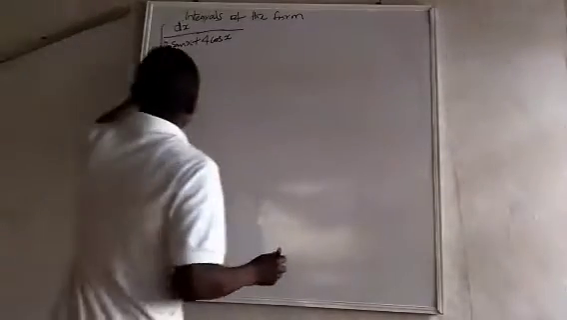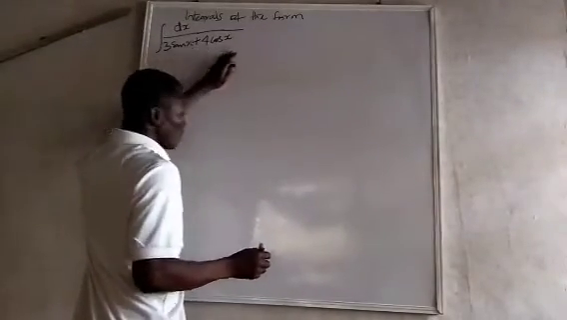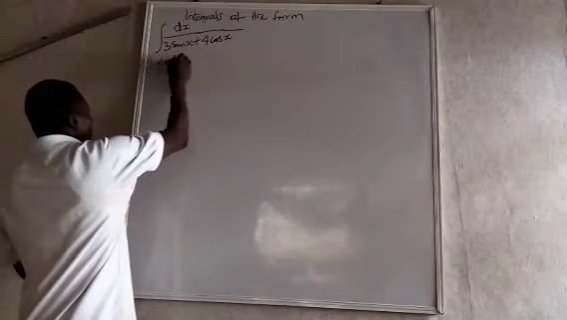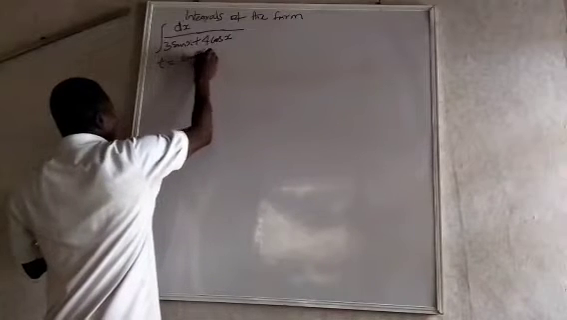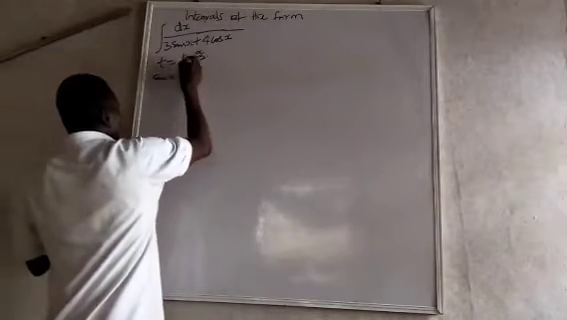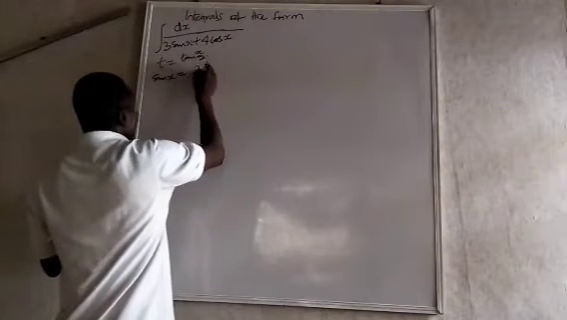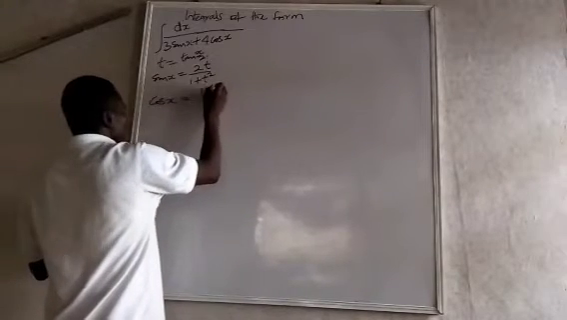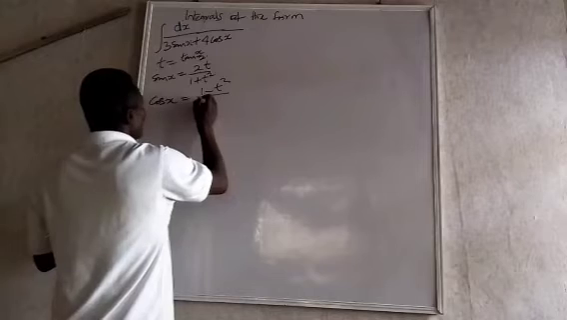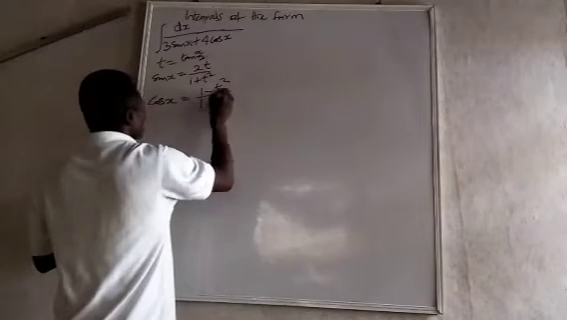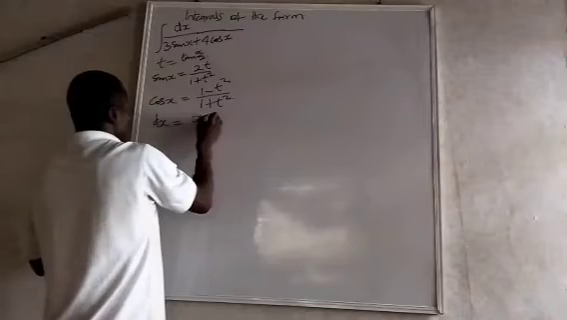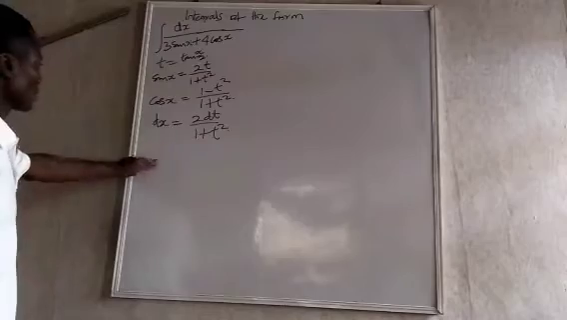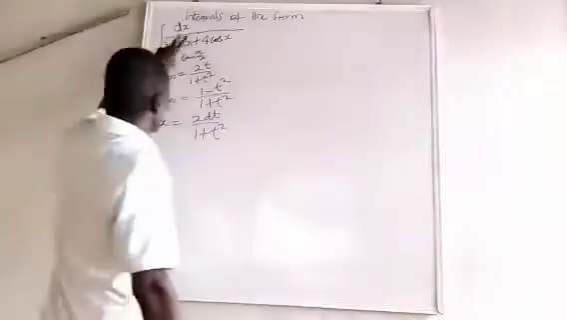Let's quickly work on this. We have dx over 3 sin x plus 4 cos x. We know that if t is equal to tan x over 2, sin x will be equal to 2t over 1 plus t squared. Cos x will be equal to 1 minus t squared over 1 plus t squared. And dx will be equal to 2 dt over 1 plus t squared.